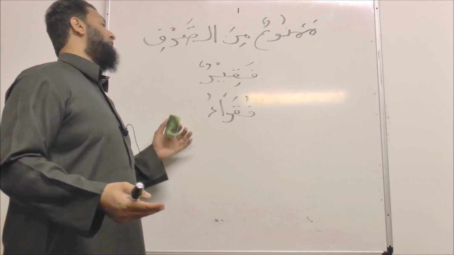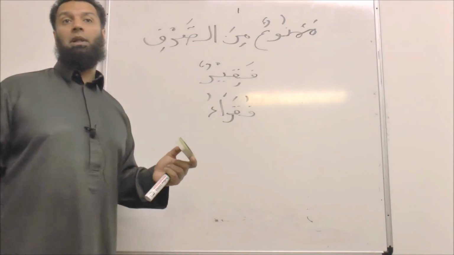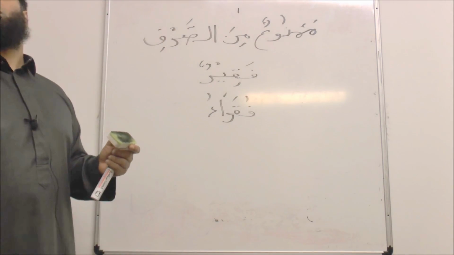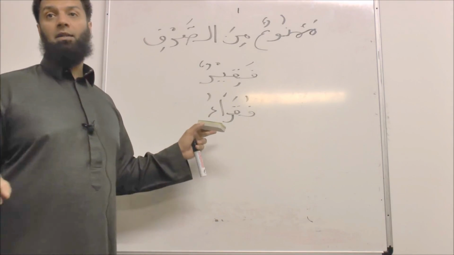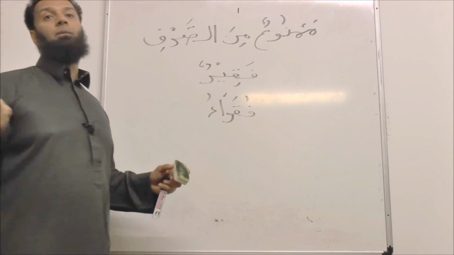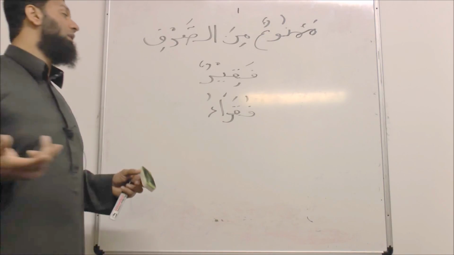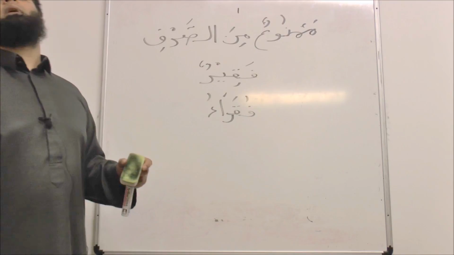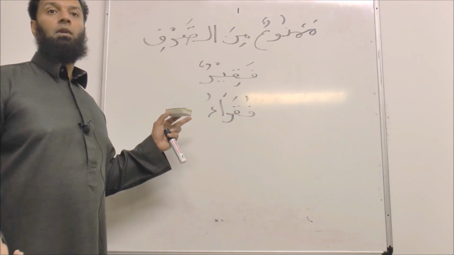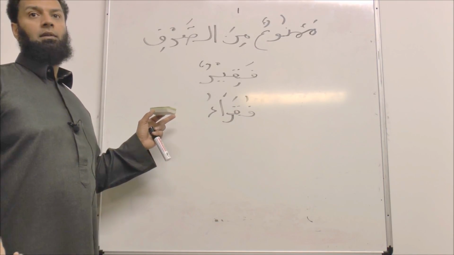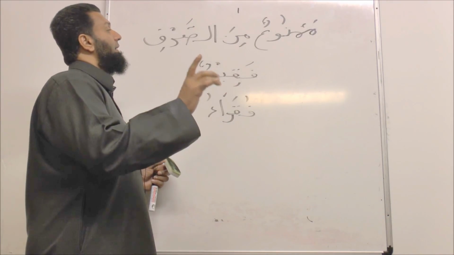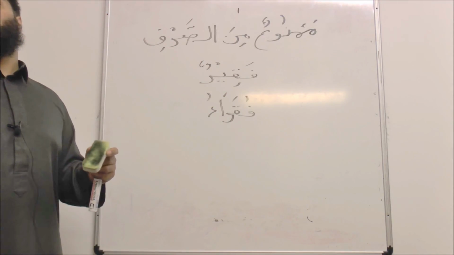Similarly, da'ifun. What does da'ifun mean? Weak. The plural of da'ifun is du'afa'u, on that pattern. So it is mamnu min as-sarfi. The opposite of da'ifun is qawiyun, strong. And the plural of qawiyun is aqwiya'u. And it's on that pattern. And there are others, but insha'Allah ta'ala, as you encounter them, you will recognize them.